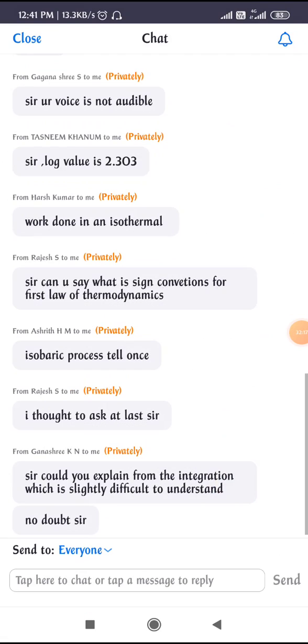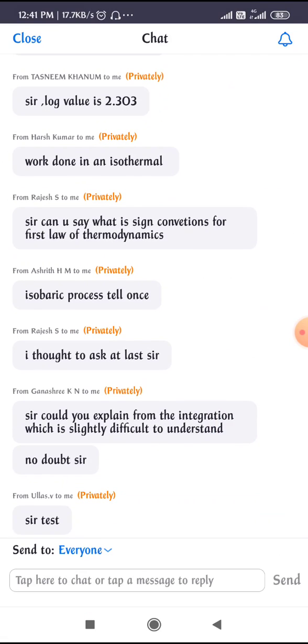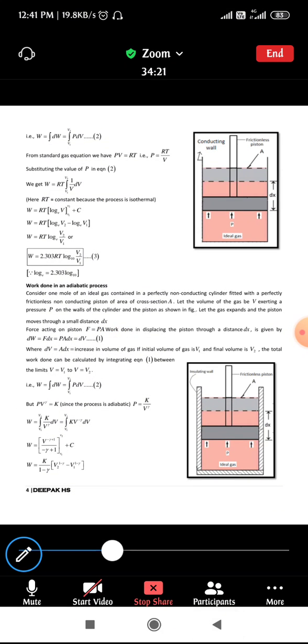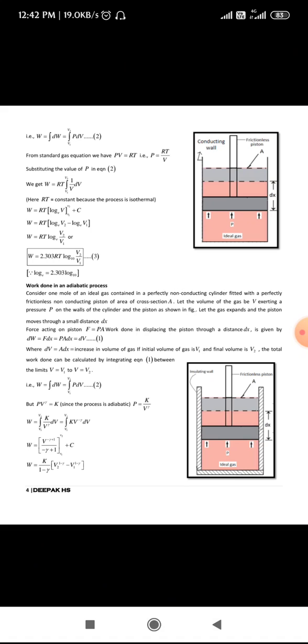Okay, fine. Coming to this, Ashrit, an isobaric process is where the pressure is kept constant, whereas the first law of thermodynamics remains the same. The internal energy will not be equal to 0, and the work done will also not be equal to 0. Only the pressure is kept constant. The volume can be increased, and the internal energy can also be increased. That is regarding the isobaric process.